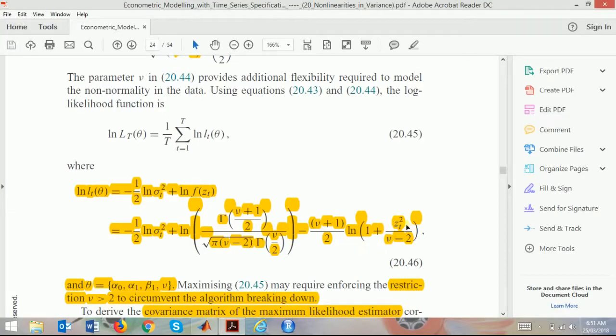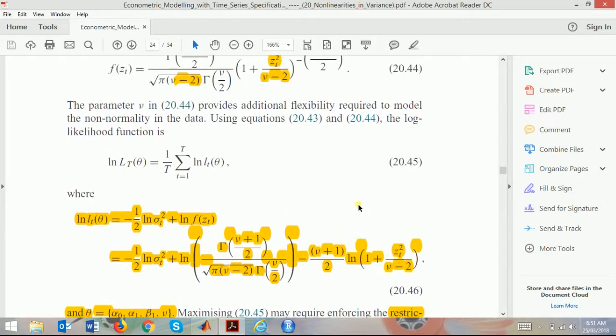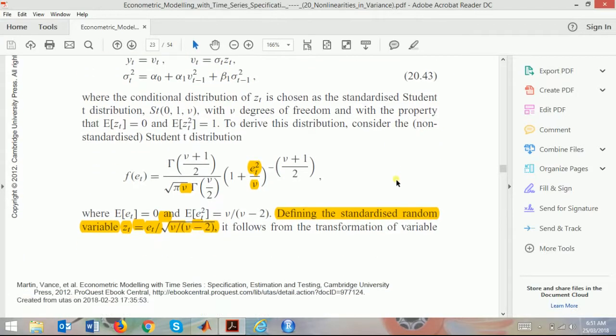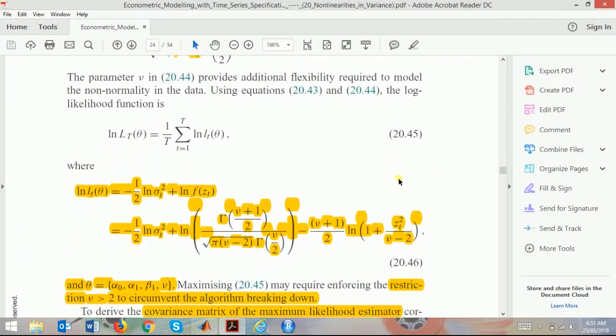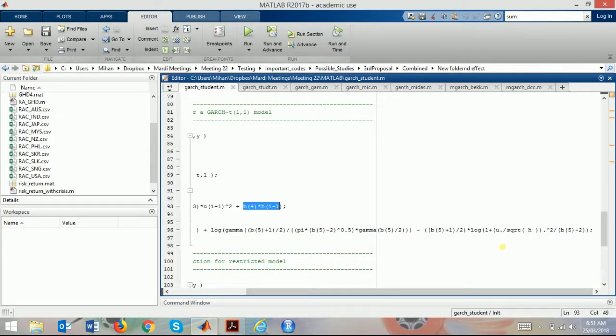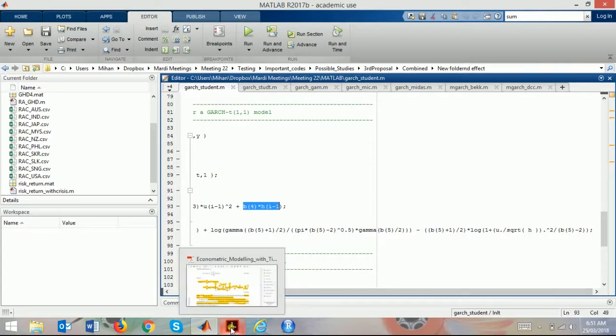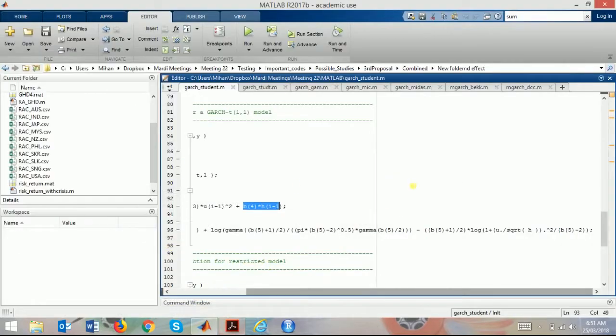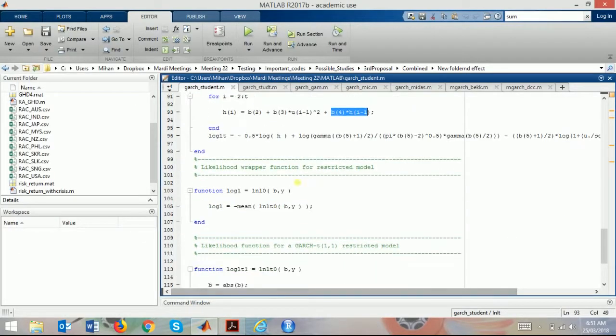Now z we did not calculate before. Z is simply u divided by sigma, and that's not a matrix by matrix, it's an element by element estimation. So u divided by sigma, which is the standard deviation, square root of h squared, divided by tau minus 2. Now that is your log likelihood function, quite simple.